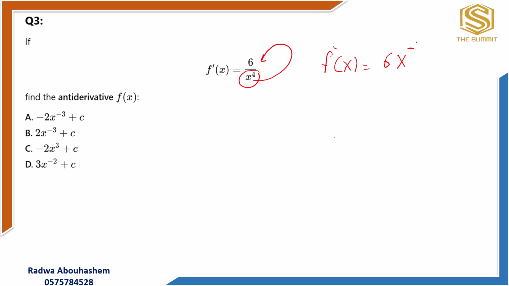6x power negative 4. Now we could apply the rule. So add 1 to the power. Negative 4 plus 1 gives me negative 3. Divide by the new power. So let's simplify. 6 divided by negative 3 gives me negative 2x power negative 3. Then add c. Where is my answer? Here is my answer.